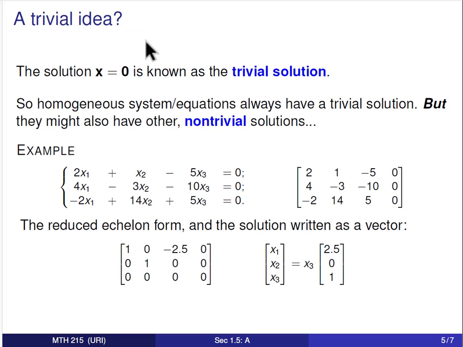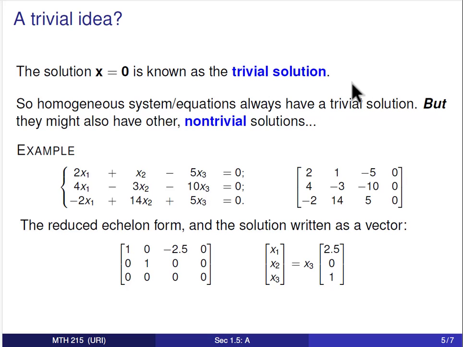And you might not be impressed so much by that. That seems like a rather easy answer to the question of, is there a solution? And you might not be alone. This is called by mathematicians a trivial solution. So it's trivial in the sense that it's very easy, it's very simple to see why it's true. Now, homogeneous systems of equations can have other solutions.